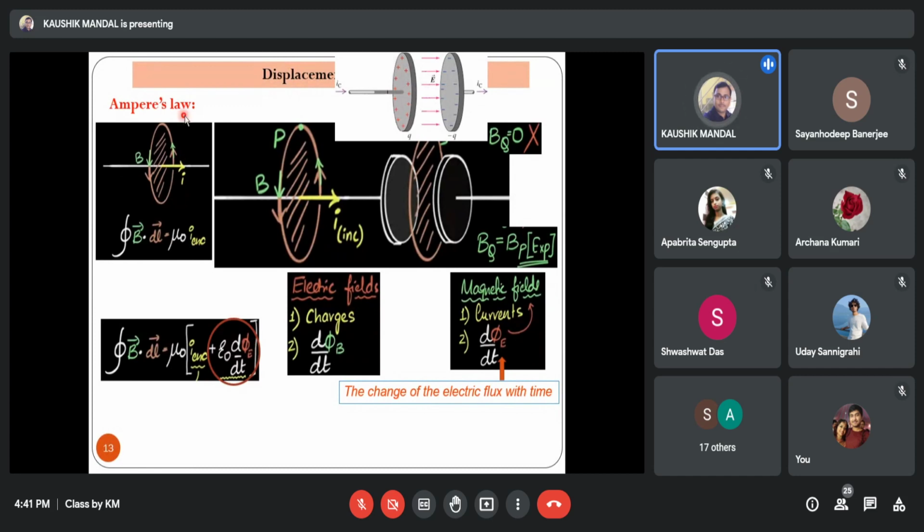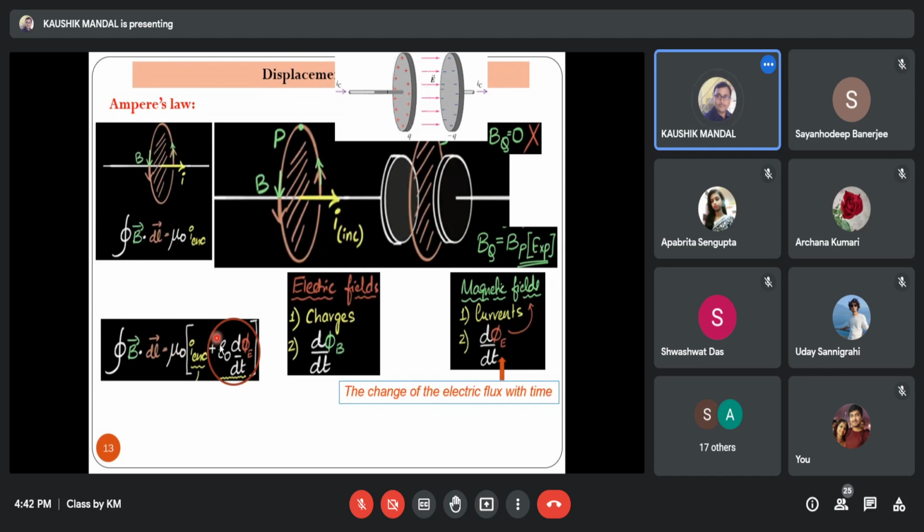So once we consider this Ampere's law plus this inclusion of the electric flux with respect to time, then we can explain any situation, whether it is outside the parallel plate capacitor or in between the parallel plates. And that modification has been done by Maxwell. Now the question is, what will be the unit of this second term? Is it the unit of current? Yes, because both are within the same bracket, so obviously they will represent the same unit.